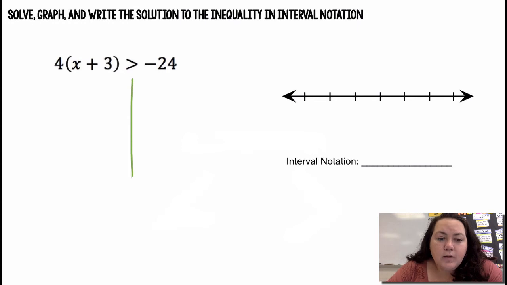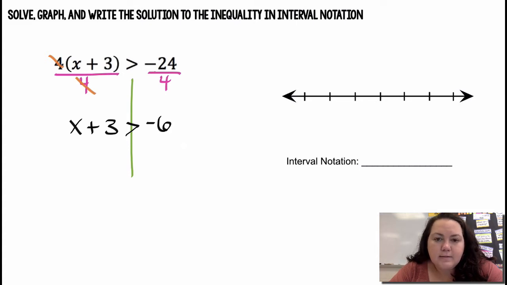In this one, I could go ahead and distribute the 4. But since there's nothing else attached to it or in front of the 4, I can just divide by 4 to get rid of it. That gives me x plus 3 is greater than negative 24 divided by 4, which is negative 6. I want to get x by itself, so I subtract 3 on both sides. That means x has to be greater than negative 9, since negative 6 minus 3 is negative 9.